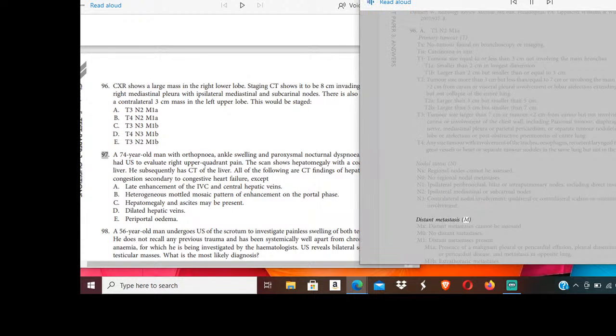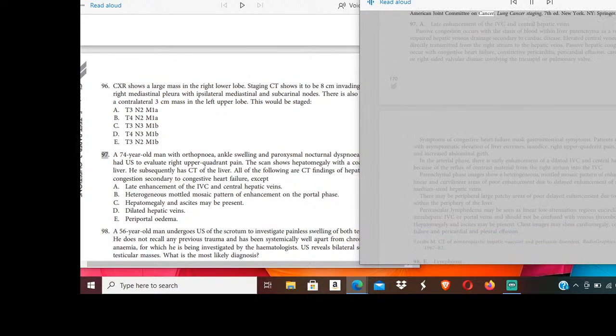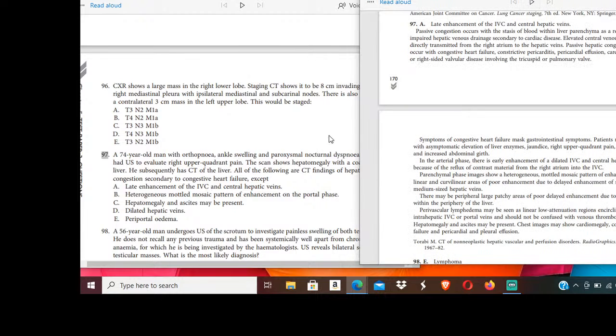Distant metastasis M. MX: distant metastases cannot be assessed. M0: no distant metastases. M1: distant metastases present. M1A: presence of a malignant pleural or pericardial effusion, pleural dissemination, or pericardial disease, and metastasis in the opposite lung. M1B: extrathoracic metastases. American Joint Committee on Cancer. Lung Cancer Staging, 7th ed. New York: Springer, 2010.